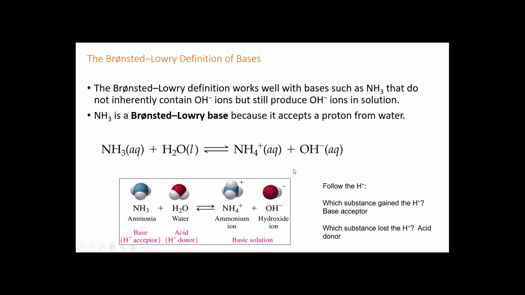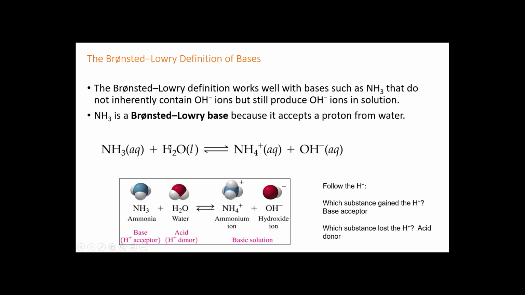Okay, so the Bronsted-Lowry definition of bases. Remember, a Bronsted-Lowry base accepts a proton. So here we're dealing with water and ammonia. Now we need to figure out which one loses a hydrogen and which one gains the hydrogen. If we look over here, we can see that we have an extra hydrogen that's now been added to what was ammonia, now an ammonium ion, and we have hydroxide ions.